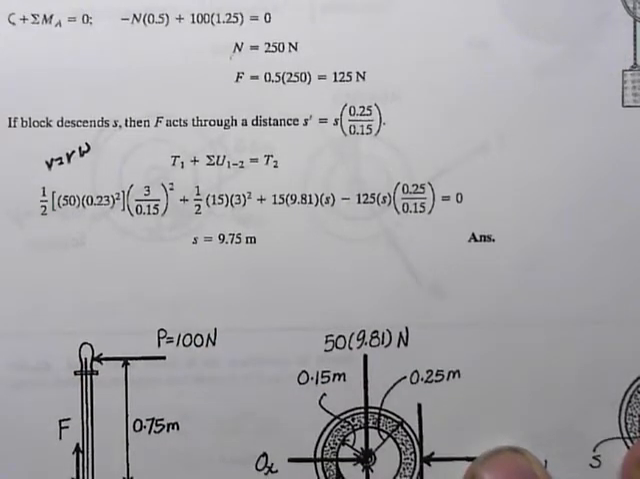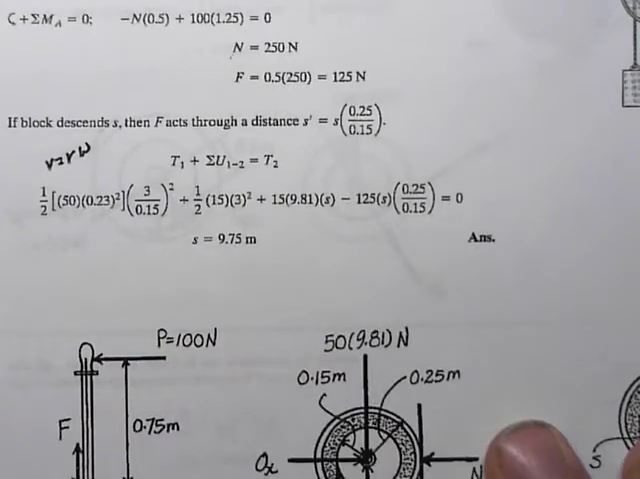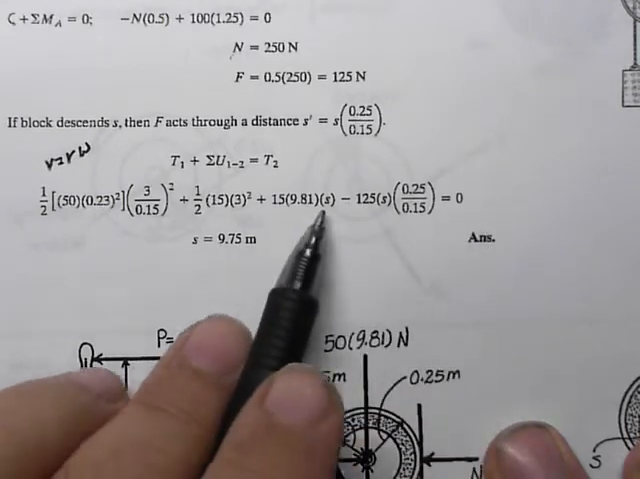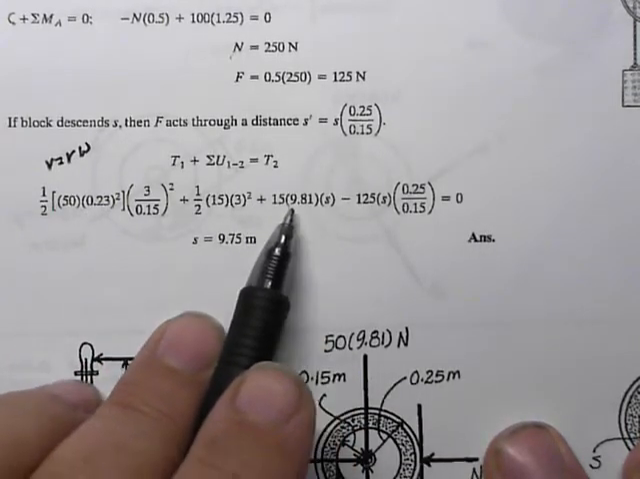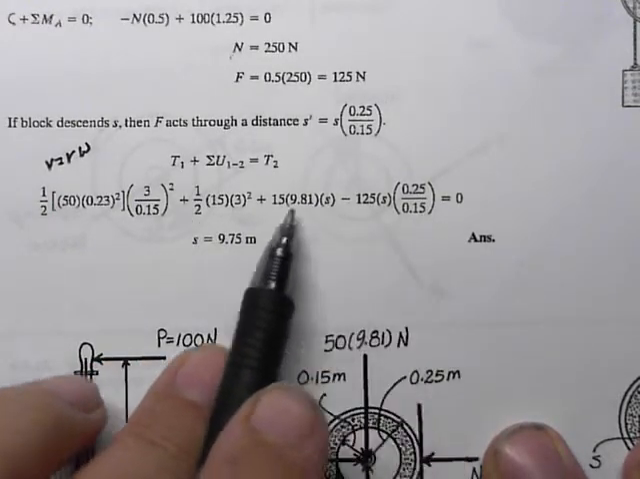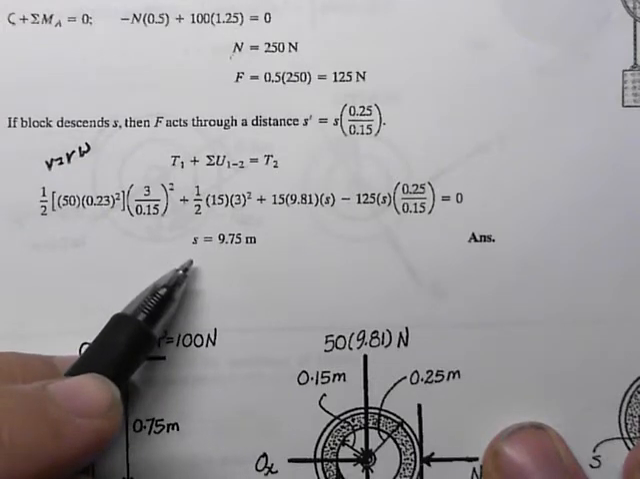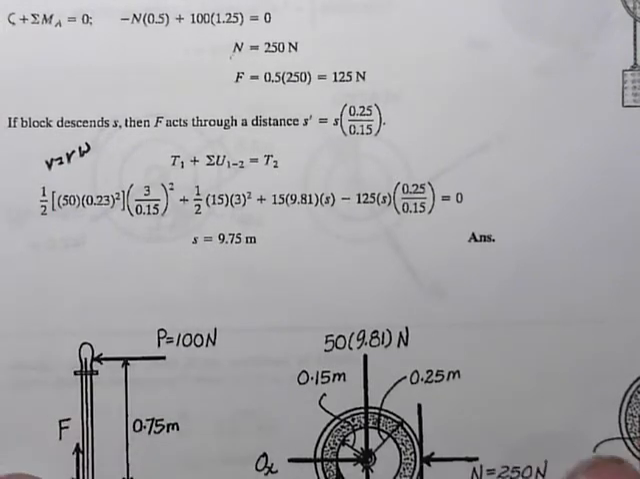We've already talked about that. And then we're going to come to a rest at the other side of the problem, and we have basically put our gravitational potential at the top of the problem and said the reference is at the bottom of the problem. So solving the one equation, one unknown problem gives us a falling distance of 9.75 meters.